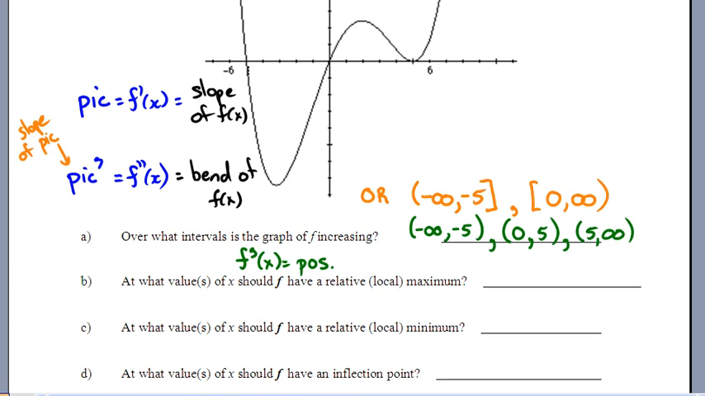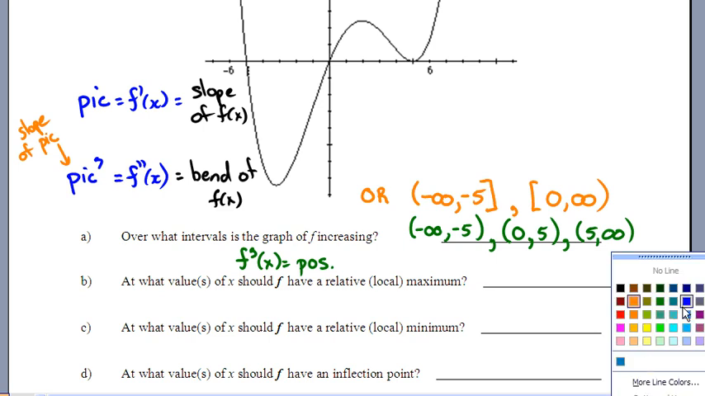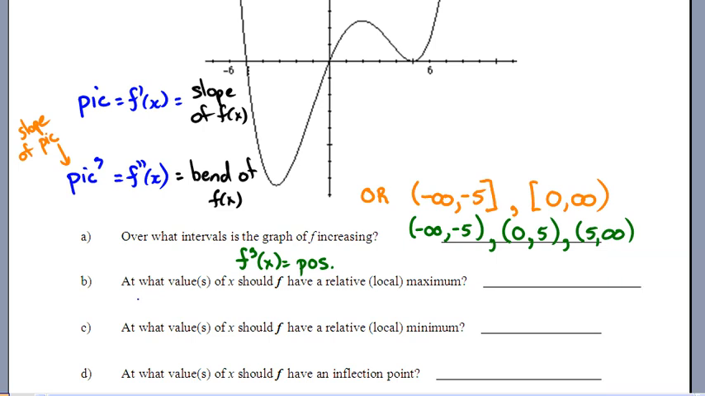Part B, at what values of x should f have a local maximum, some kind of nice maximum? Well, here's what I know. If you want a maximum, then you're going to have f prime of x switching. It's going to have to switch from positive to negative. That's what I'm looking for. When does f prime switch from positive to negative?